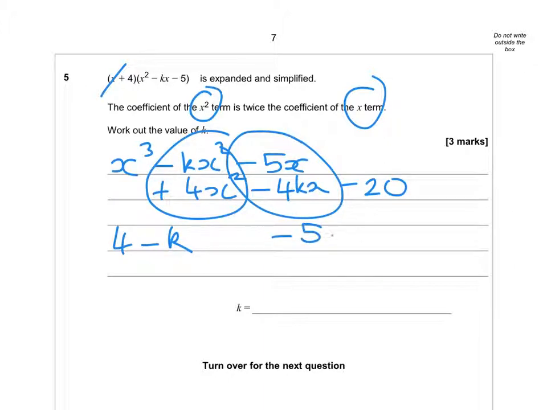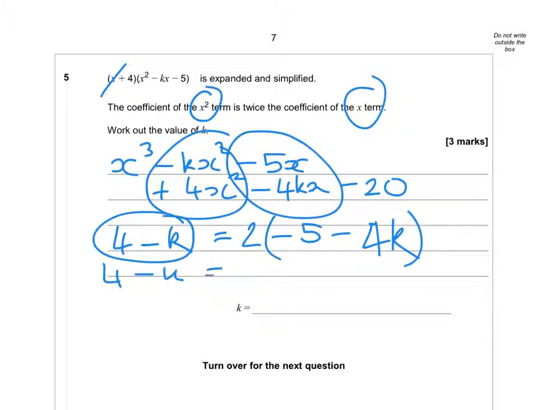is minus 5 minus 4k, and I know that this one is twice as big as that one. So 4 minus k equals minus 10 minus 8k. If I add 8k to both sides, 7k equals negative 14, k equals negative 2.